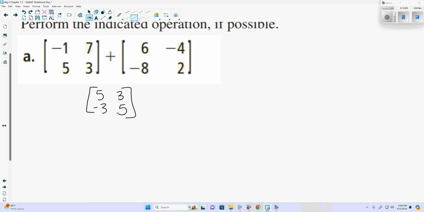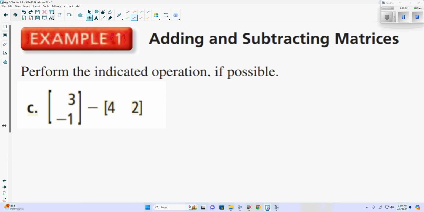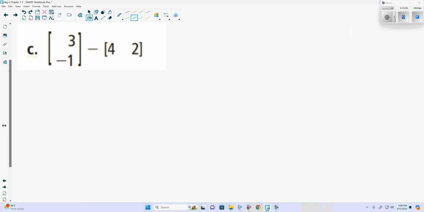Do we need to see another example of addition or subtraction? We feel good with this here, yes? All right. What's this one? Because it's a 2 by 1 and a 1 by 2. They're not the same.